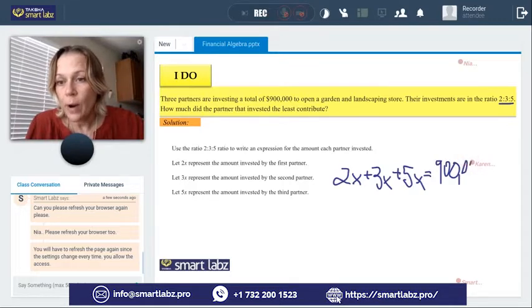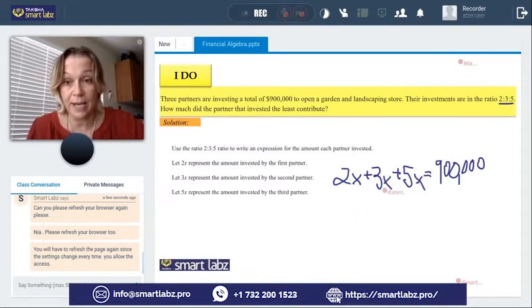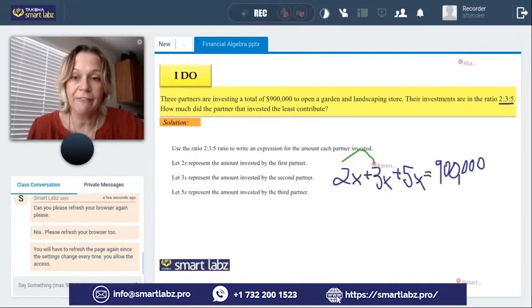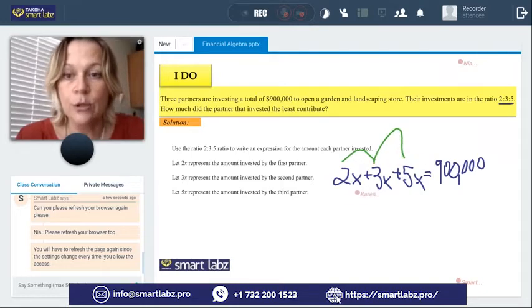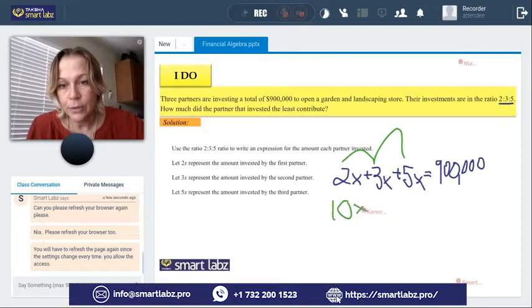Now, the way to break this equation down is we add all of the x's up. So 2x plus 3x is 5x. And 5x plus 5x is 10x. So we're going to take this down to 10x. Did you see how I did that? Yeah. Okay. Now this 10x is equal to that 900,000.